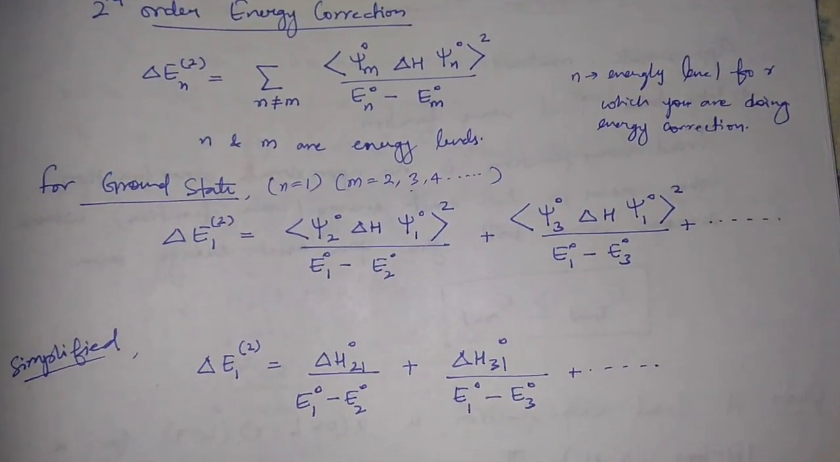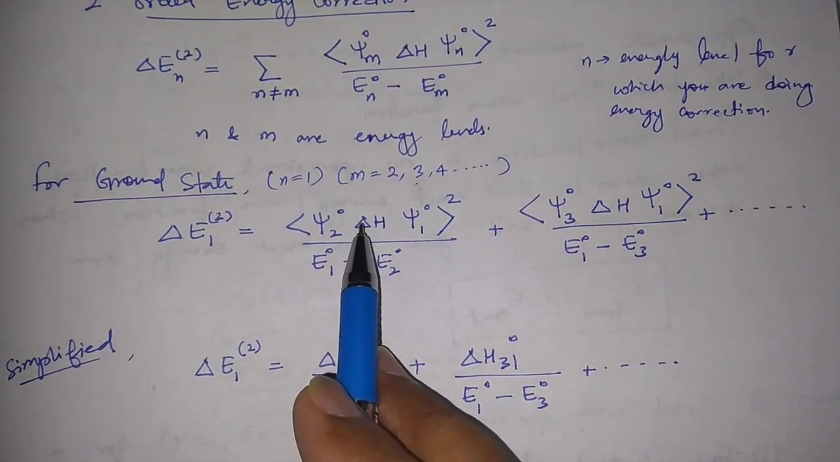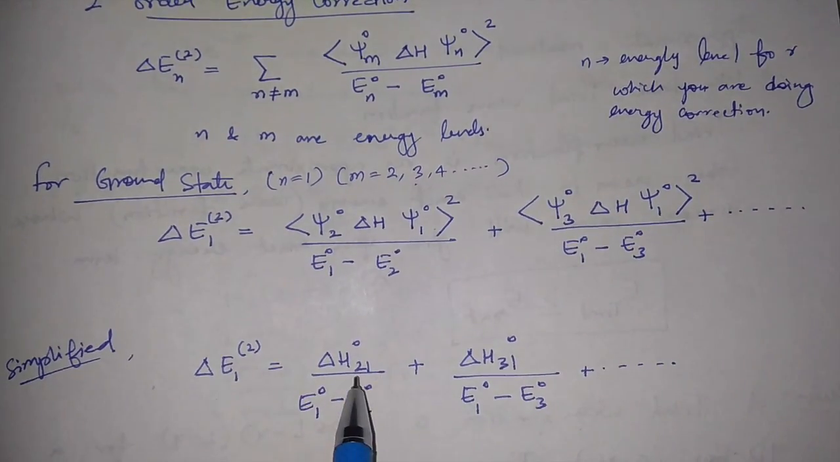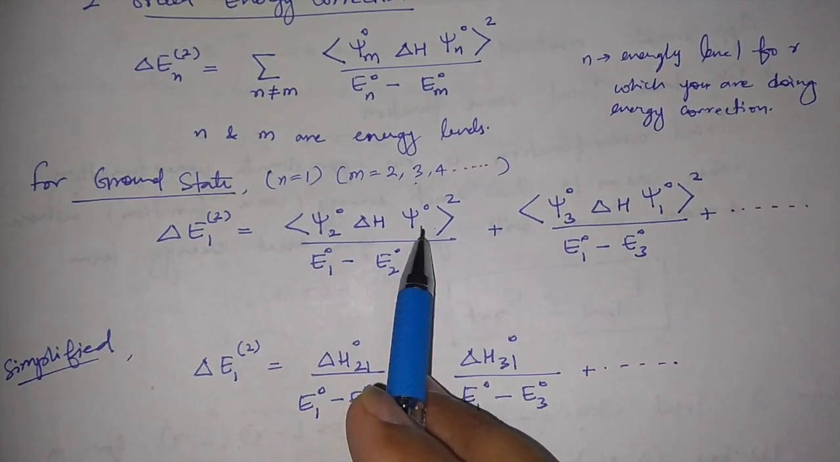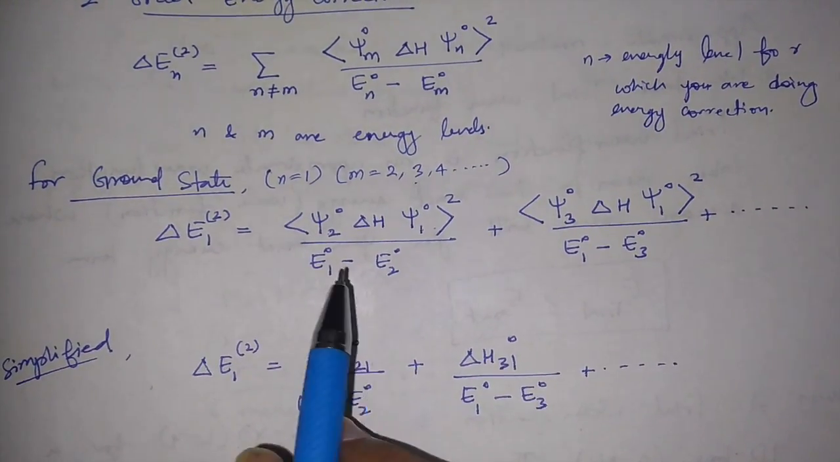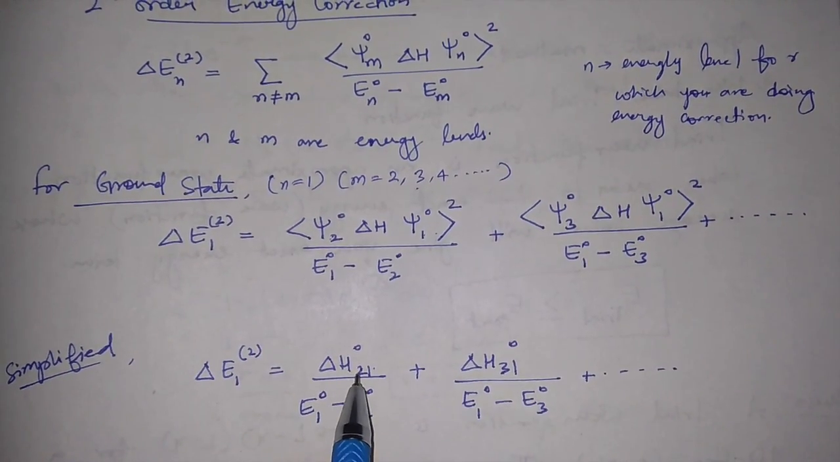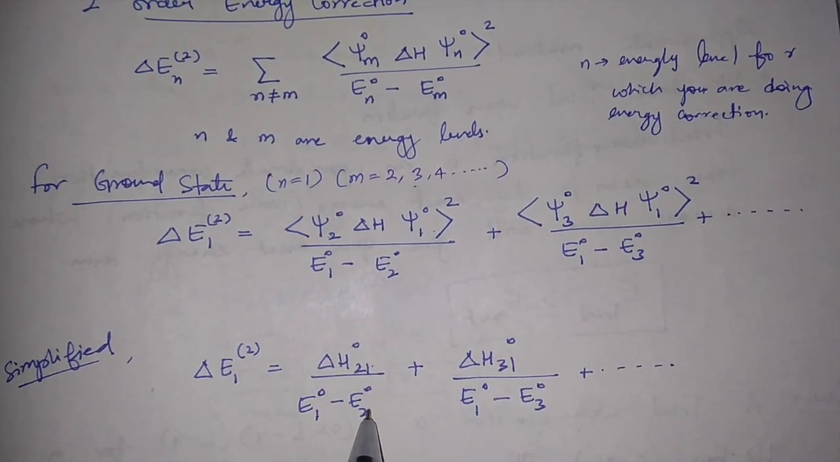In the simplified way, you can write it in this form, that is delta E12 is equal to this thing. This delta H, you can write it because it's from 2 to 1, so you can write it like delta H21. That means between psi 2 and psi 1, so that is psi 2 H psi 1. Remember, I have taught this in the variation theorem also, so it's from there only. So it's H21, and in the denominator it's E1 minus E2.